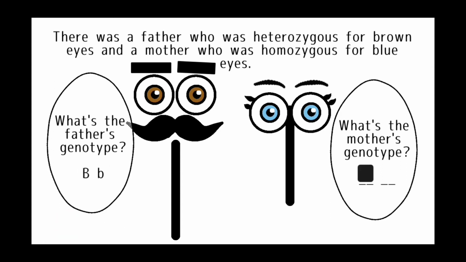Looking at the mother's genotype, we can see that since she is blue-eyed, she doesn't have the capital B in her genotype that represents brown eyes. So she must have both her letters as little b instead.